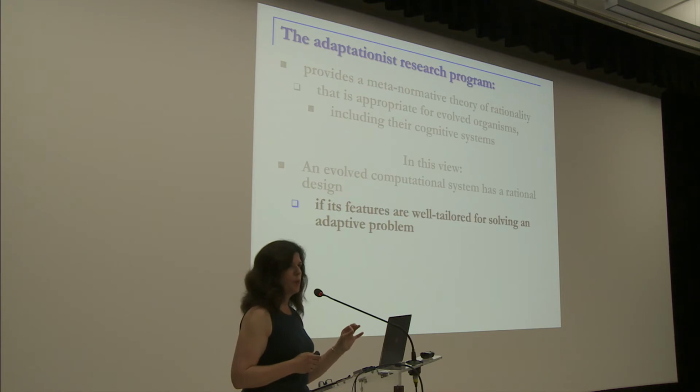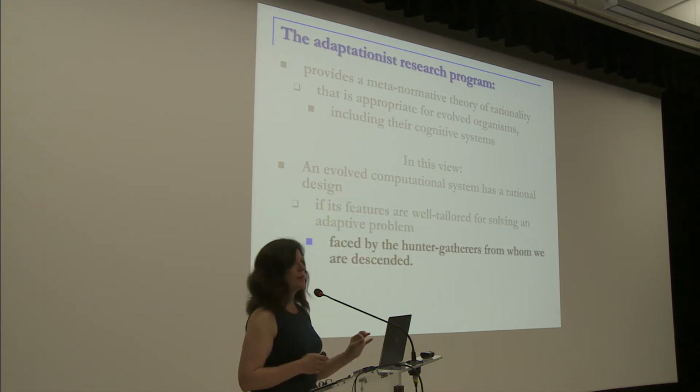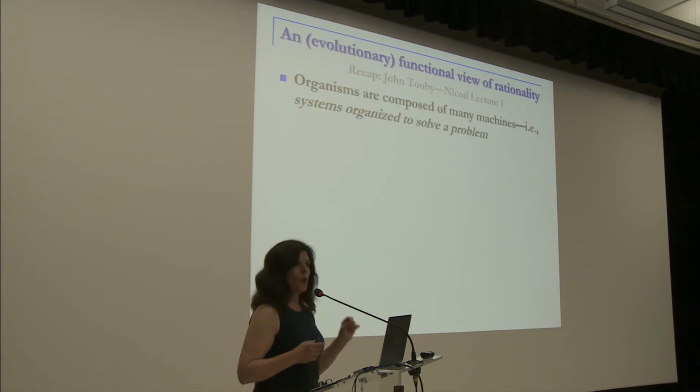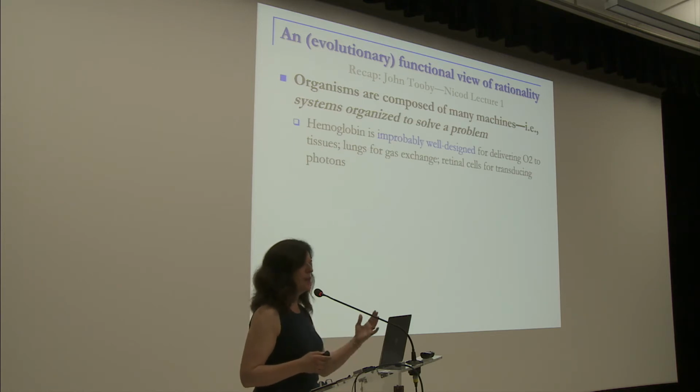It provides a meta-normative theory of rationality, a theory of what should be considered rational, that's appropriate for evolved organisms, including their cognitive systems. And in this view, an evolved computational system has a rational design if its features are well tailored for solving an adaptive problem that was faced by the hunter-gatherer ancestors from whom we are descended. So to recap a couple points from John's talk on Friday, organisms are composed of many machines, that is, systems that are improbably well organized to solve problems related to reproduction, like hemoglobin being improbably well designed for delivering oxygen to tissues, et cetera, et cetera.